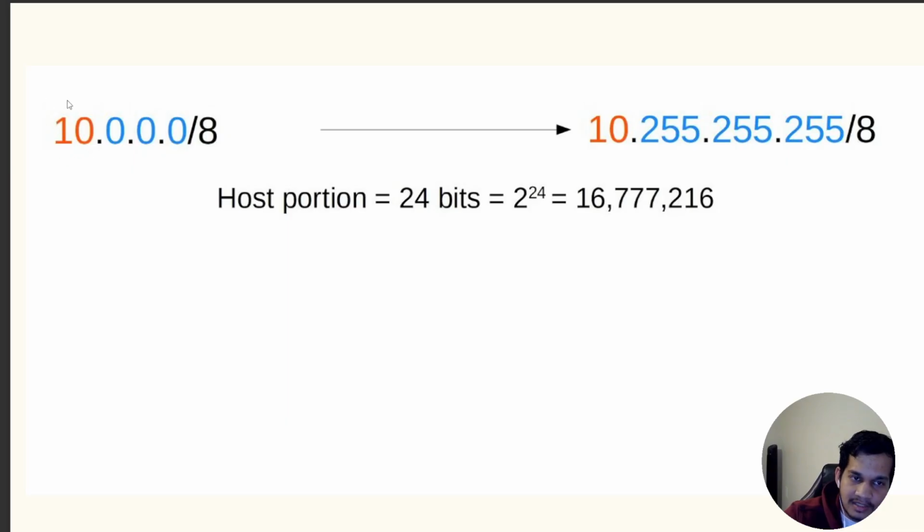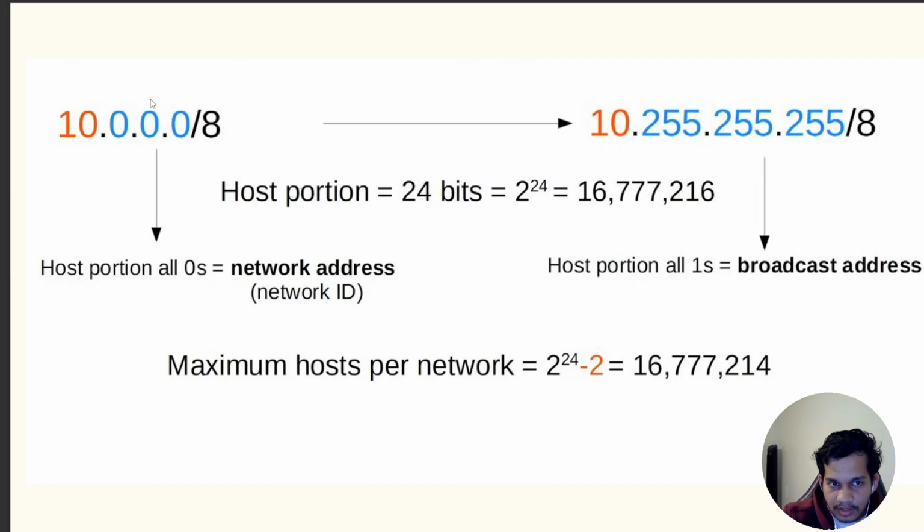And now again we'll go for /8. So the first 8 bits are for the network, and the rest 24 bits are for the host. If the whole host part is all zeros, it's called the network address, and if the host part is all ones, it's called the broadcast address. So the maximum number of hosts in this network will be 2 raised to 24, the host bits. Whatever number you get when you subtract from 32, that will be the host bits, and then you raise 2 to it and subtract 2, and you'll get the total number of hosts in that network.